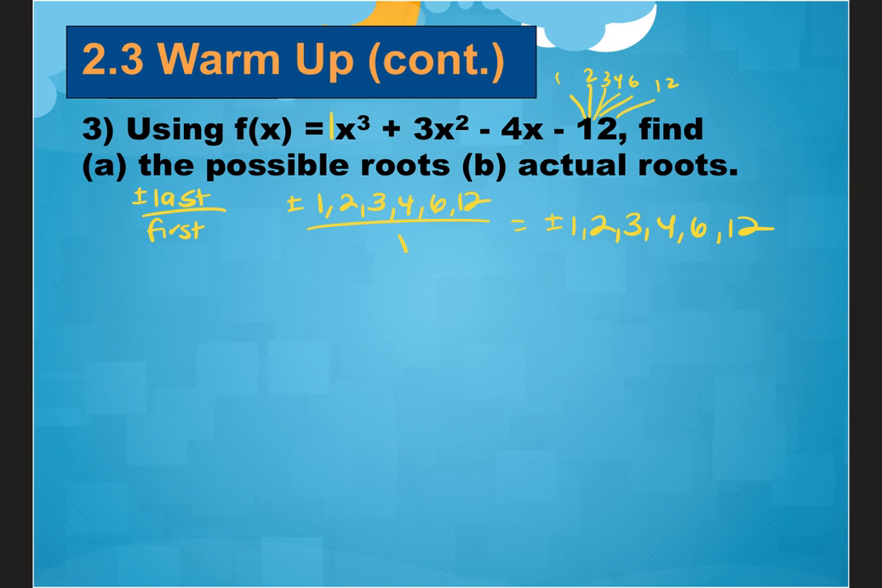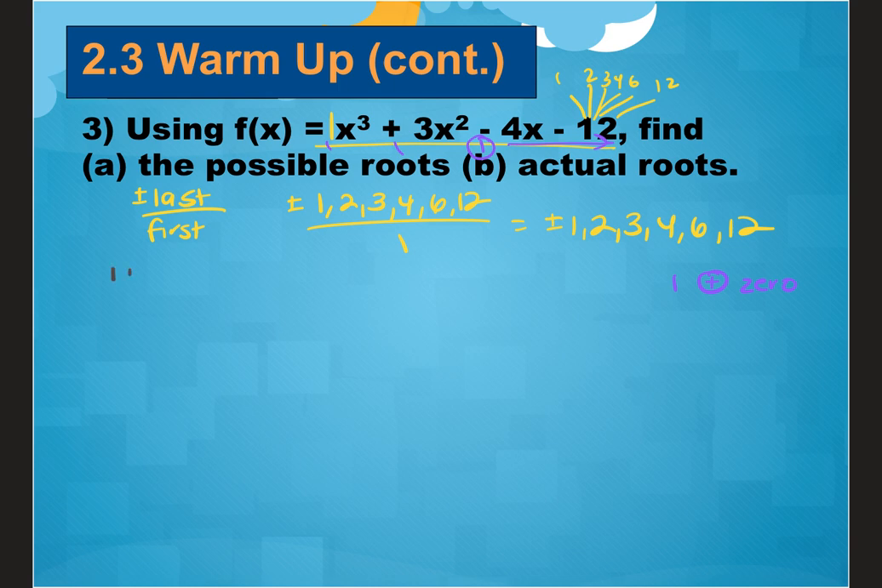Now, before I start testing them out, what I would do is review your Descartes rules. So if I look at the sign changes, if I leave them as is, this is positive, it changes to negative. There's one sign change, stays negative, which means there has to be one positive 0. So when I'm using these to test them out, I would start with all the positives first, and then switch to negatives.